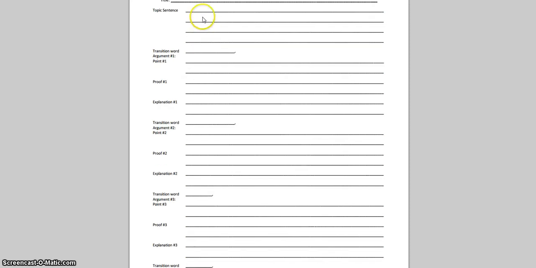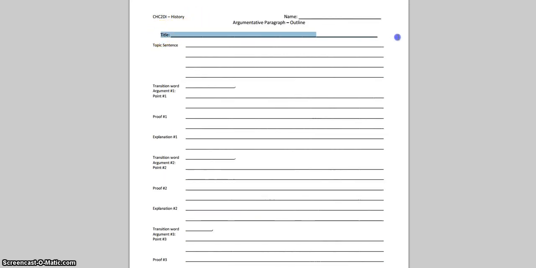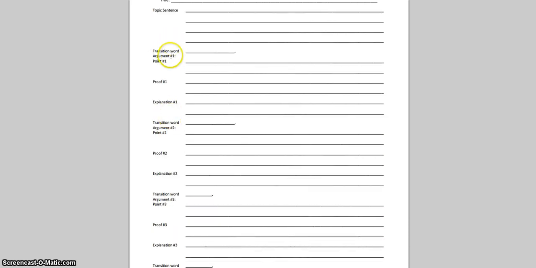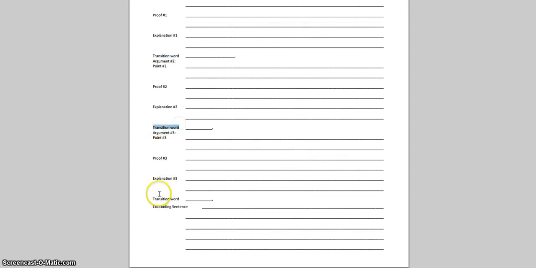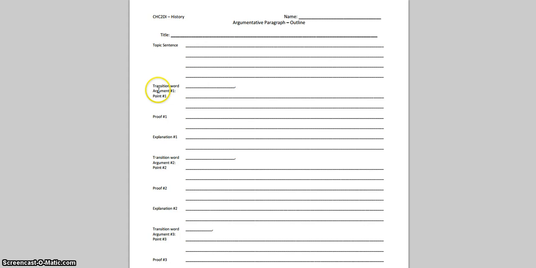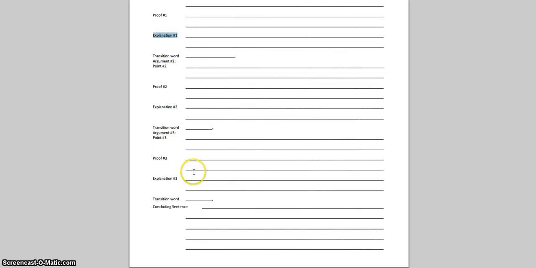So here we can see all the different components that make up an argumentative paragraph in an outline form. So you will create a title, topic sentence, a transition word to introduce each of the 3 points, as well as to introduce or begin the concluding sentence, and then you will make up your paragraph with 3 distinct arguments, and each argument is composed of a point, a proof, and an explanation.